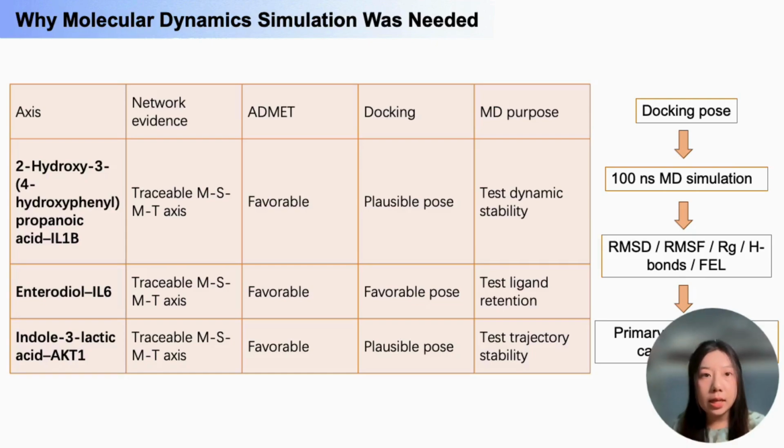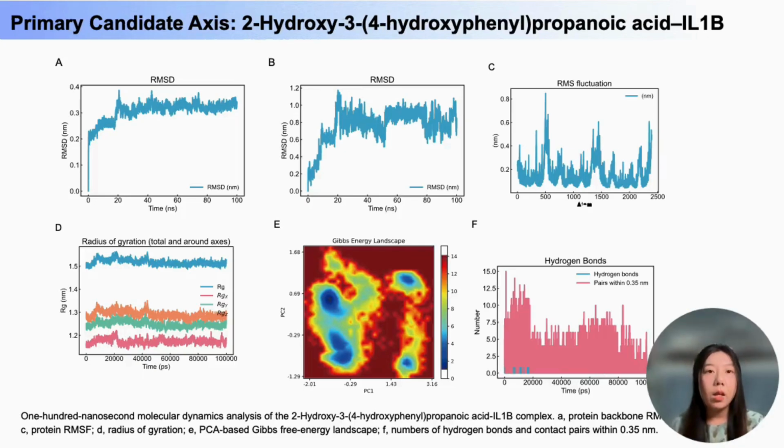Protein RMSD and ligand RMSD show structural movement. Rg reflects compactness. FEL helps show stable conformational states. This step helps us compare the 3 axes and separate a leading candidate from secondary candidates. Among the 3 axes, 2-hydroxy-3,4-hydroxyphenyl propanoic acid and IL-1 beta shows the most balanced dynamic behavior.